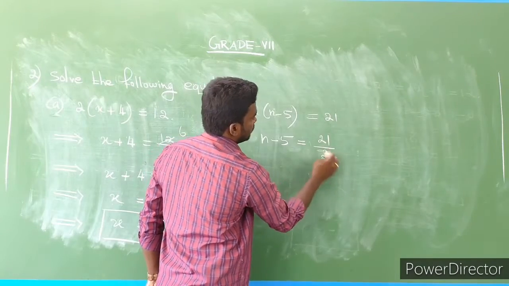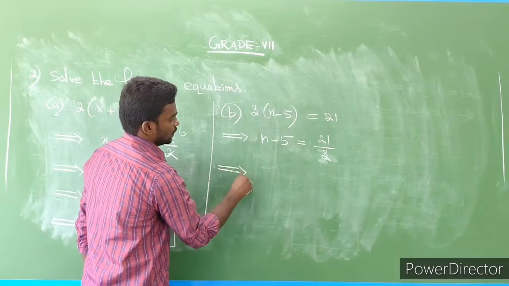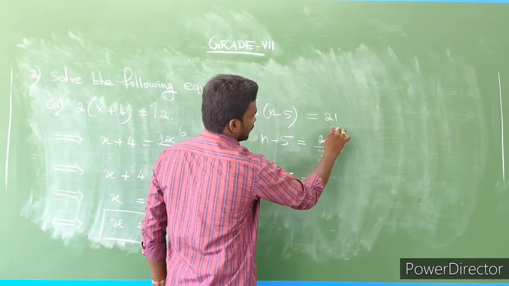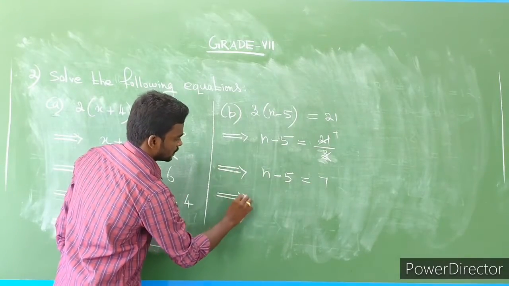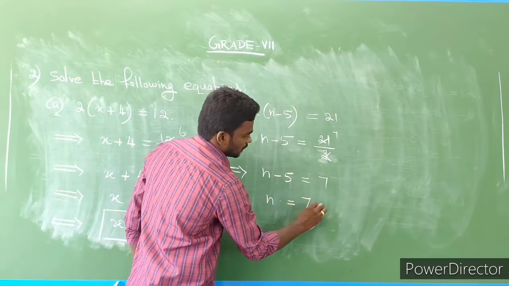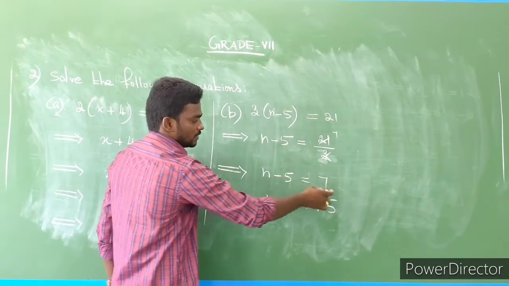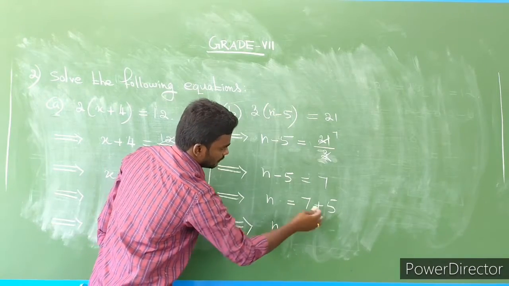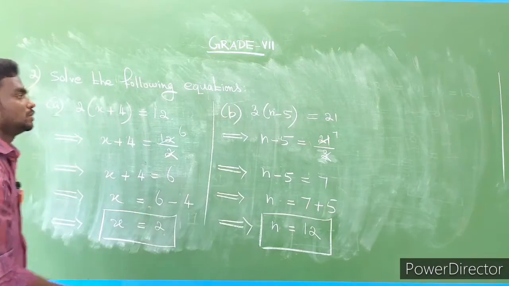3 is multiplication on the left side, so this is transposing to division on the right side. Implies that n minus 5 is equal to, 1 3 is 3, 7 3s are 21. So n minus 5 is equal to 7. Implies that we keep the value n on the left side, and this minus 5 is transposing to what? Plus 5 on the right side. So the value of n is equal to 7 plus 5, which is 12. So the value of n is equal to 12.